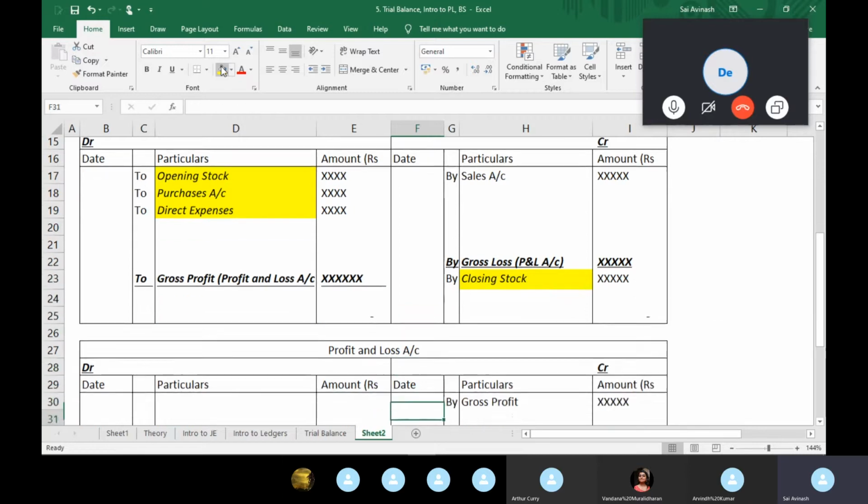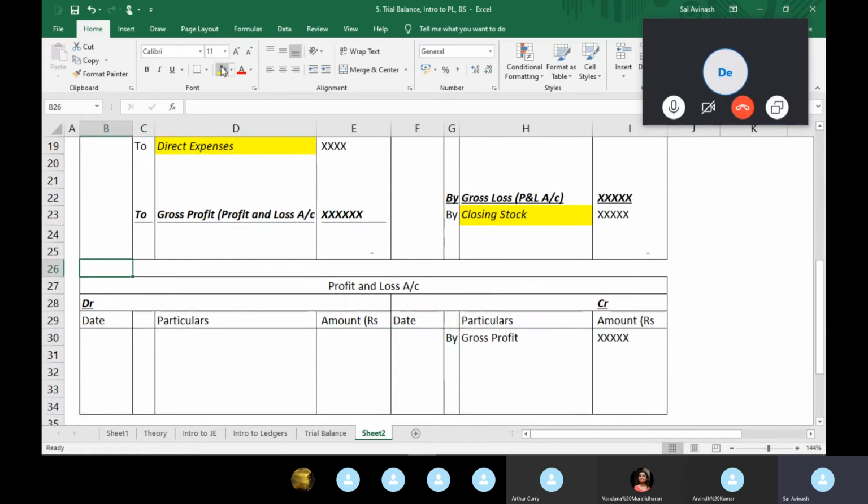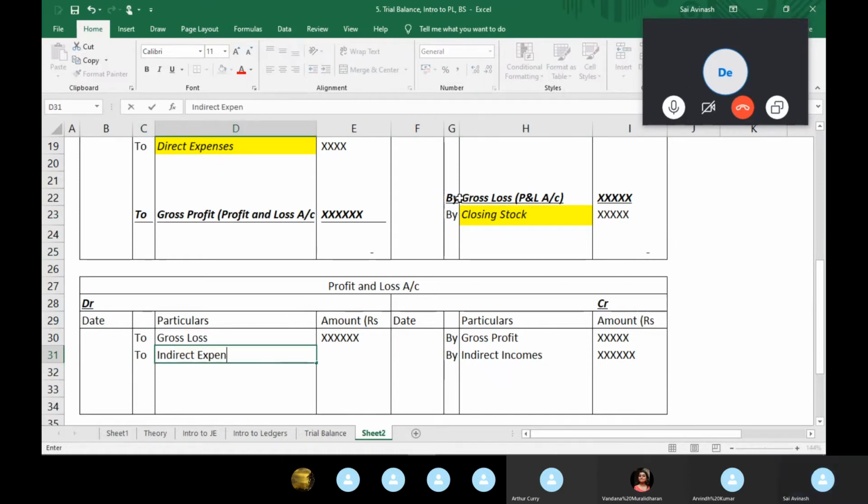So, as I was saying, you debit your trading account to gross profit, and correspondingly you credit the profit and loss account. Okay, and if it were a gross loss, you're crediting the trading account, and you'll be correspondingly debiting the profit and loss. Okay, and in the profit and loss account, you will have all indirect incomes and all indirect expenses.